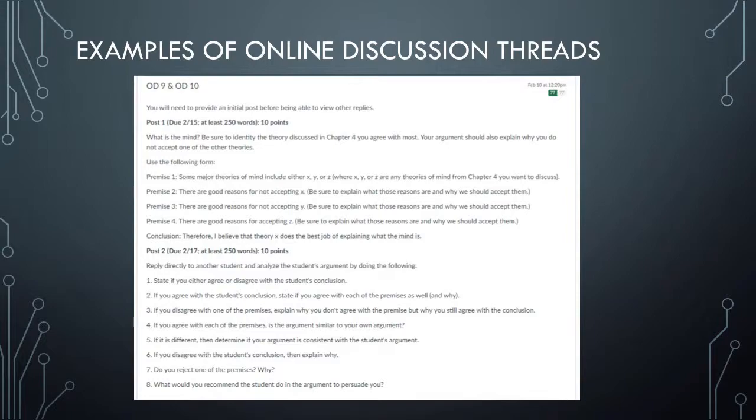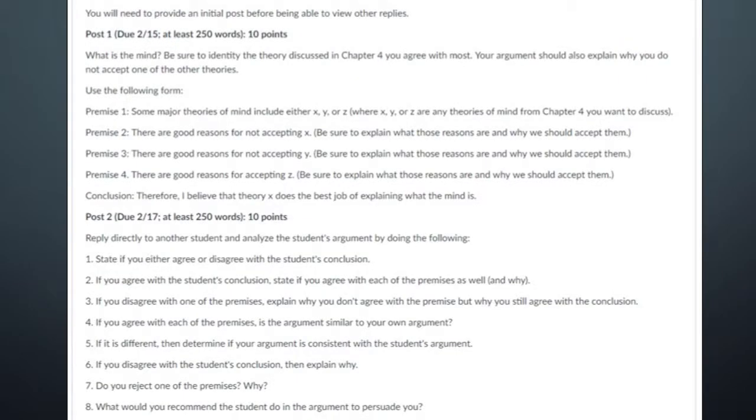So these are some examples. I know that's really, really small. Let me go ahead. So this is an example of an online discussion post for my Intro to Philosophy class. They were discussing the question, what is the mind? The mind-body problem. So they're reading some Descartes, some Nagel, Ned Block, John Searle. And the question is, what is the mind?